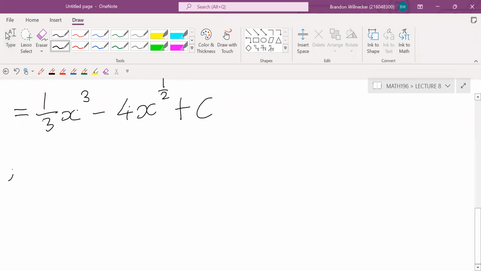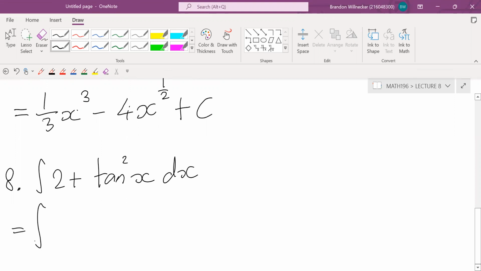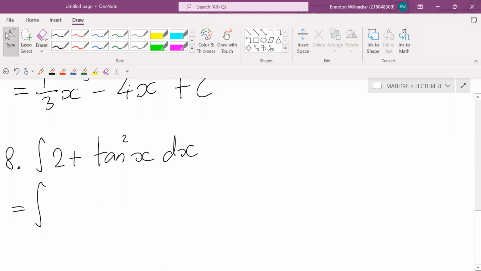Okay, so this is number 8. So we have to take the integral of 2 plus tan squared x dx. Okay, so now 2, that's easy. That's just going to give us 2x. But tan squared of x, there's no simple antiderivative for tan squared. So we need to work a bit on it.